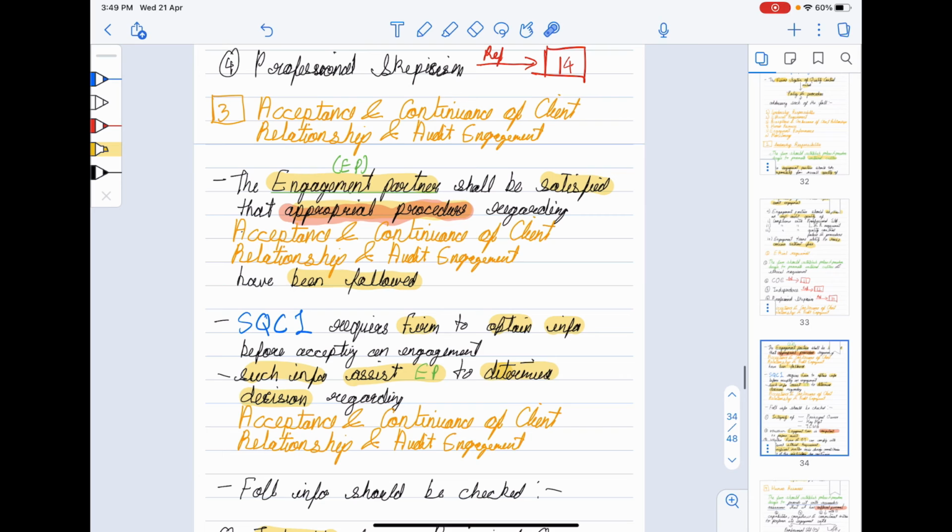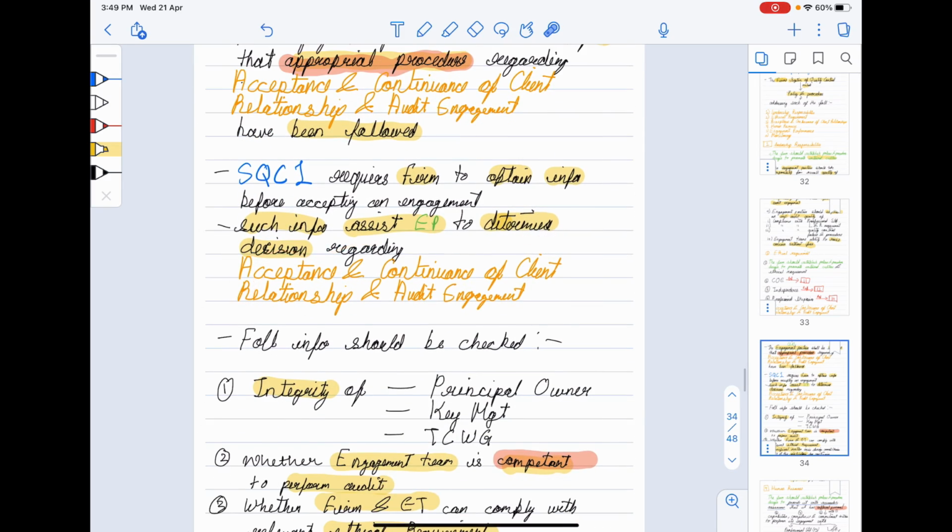Then third one is acceptance and continuance of relationship and audit engagement. The engagement partner shall be satisfied that appropriate procedures regarding acceptance and continuance of the client's relationship and audit engagement have been followed. Second, the firm should obtain information before accepting, and such information will assist the engagement partner in determining the decision regarding acceptance.